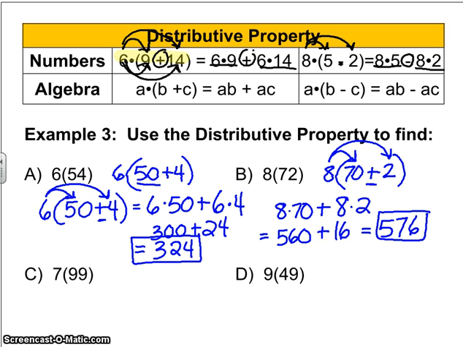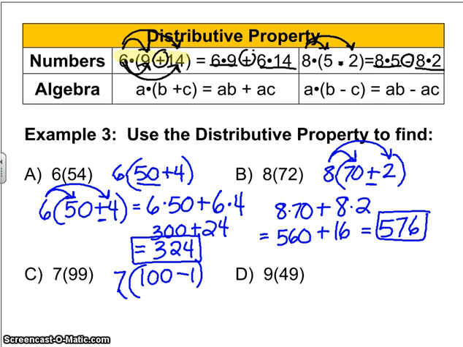Now, let me try a different one here. Look at C. C, I'm multiplying 7 times 99, which is a difficult mental math problem. But what we can do is, let's rewrite 99 in a different way. Now, you may be thinking, 90 plus 9? That works. What about 100 minus 1? Do you like multiplying by 100? Do you like to multiply by 1? Then this might be an easier solution. Of course, you can still do 90 plus 9, but for me personally, I like this a little bit better.